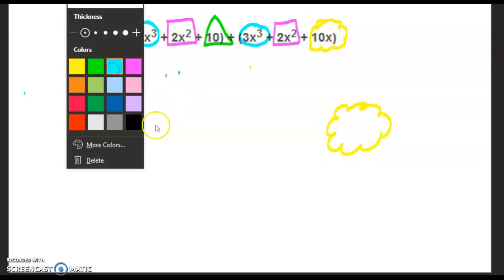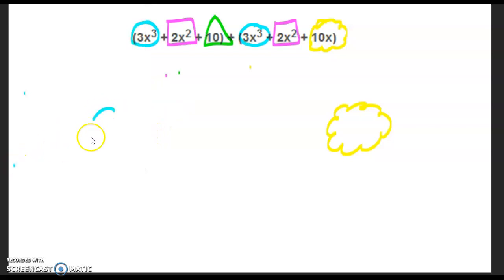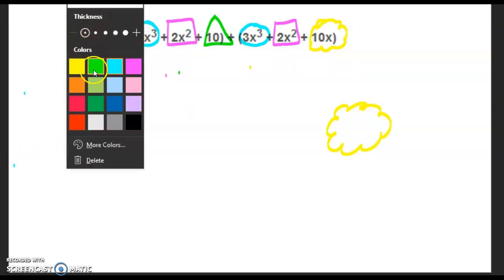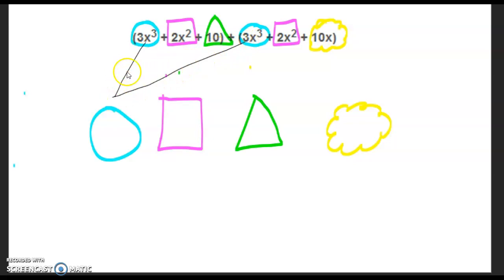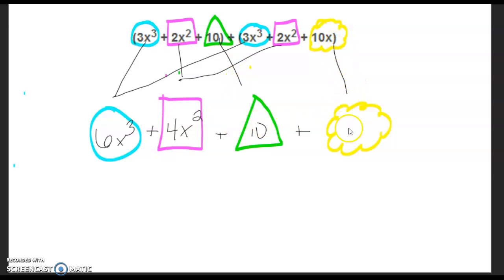So let's go ahead and combine our stuff. Circle. Green was triangle. And then the pink was the square. Okay. So let's combine our circles. 3x to the third plus 3x to the third is 6x to the third. 2x squared plus 2x squared is 4x squared. There's only one triangle, and there's only one cloud.